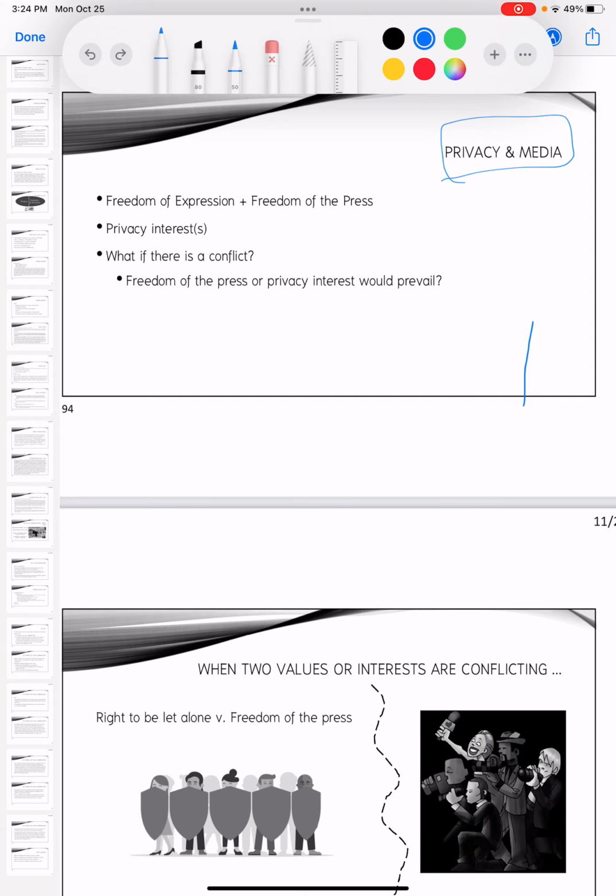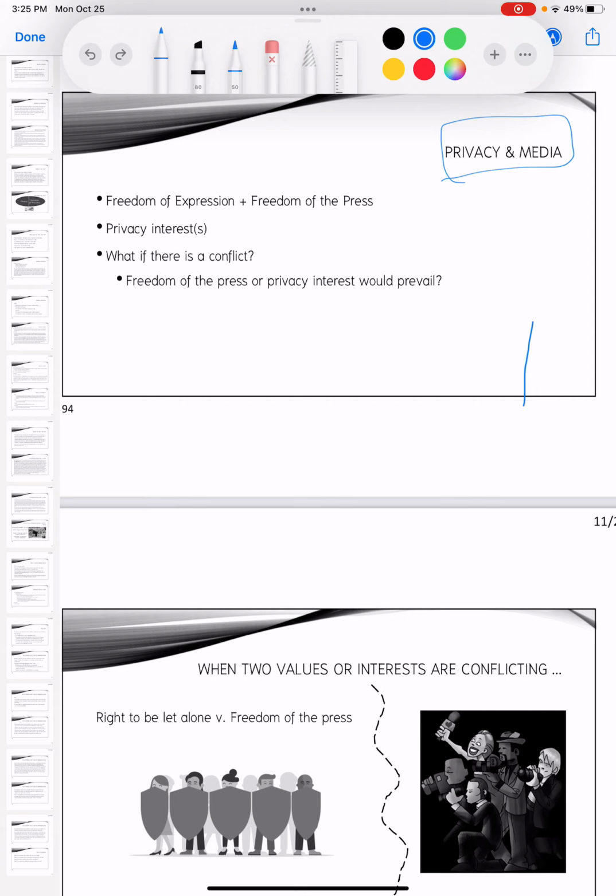What's going on in our community, in our society. The more information people have, the more accurately they are going to make decisions, right? So when there is a conflict between them, we need a careful assessment of which interest, either freedom of the press or the right to privacy, would prevail in that case.